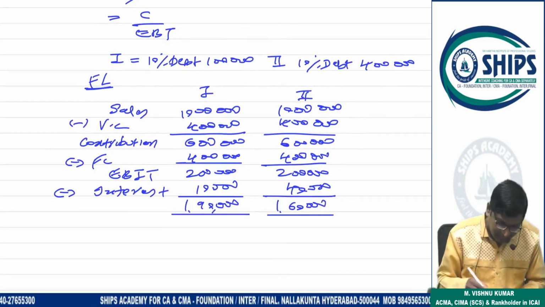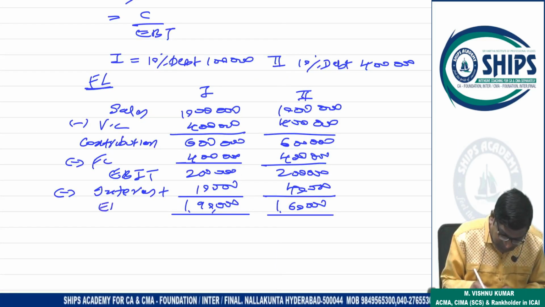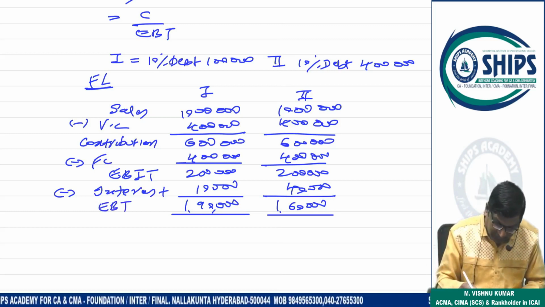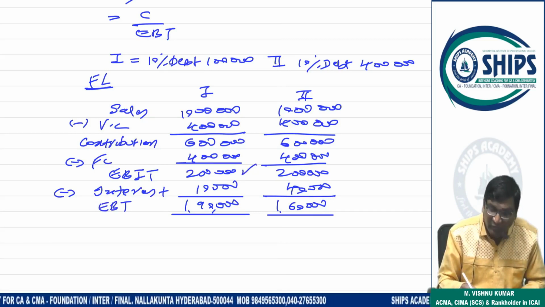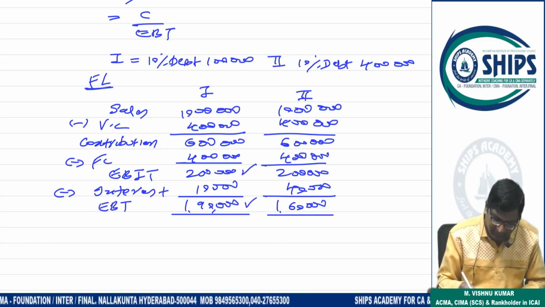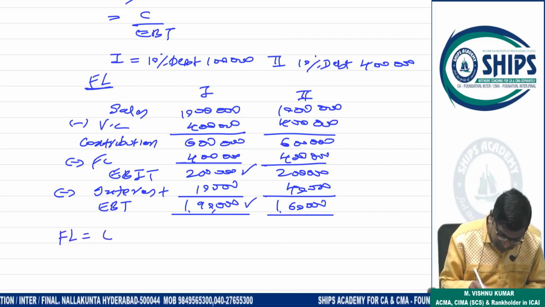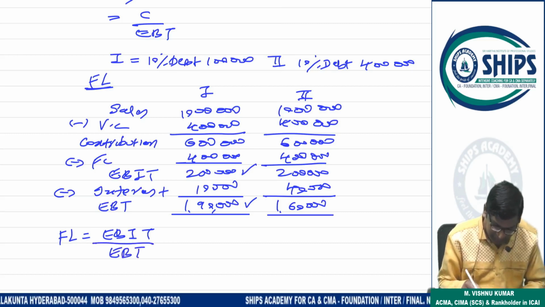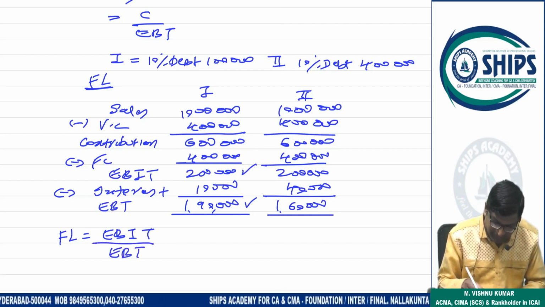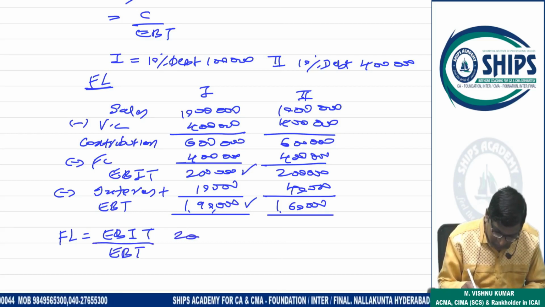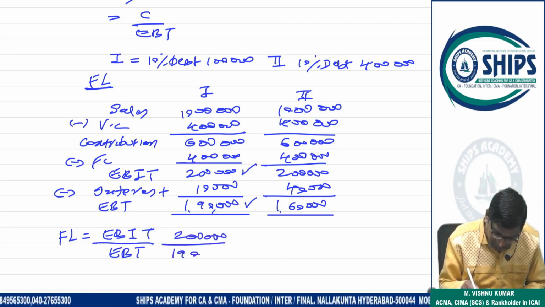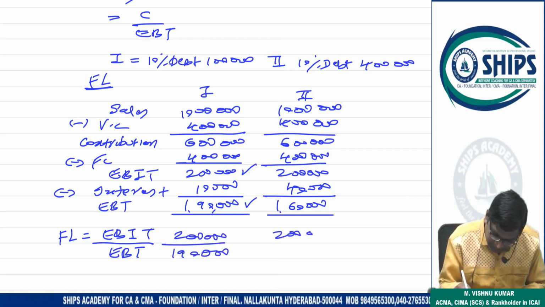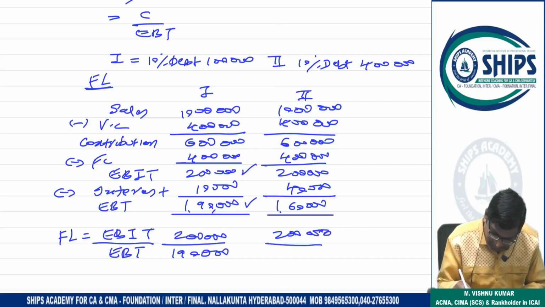Okay. Now this is earning before tax. Clear? Now before interest, what is your earning? 2 lakhs. After interest, what is your earning? 190. So your financial leverage will be earning before interest and tax by earning before tax. Because of interest only earning is changing, so that impact we will consider. So 2 lakhs divided by 190. Here 2 lakhs divided by 160.